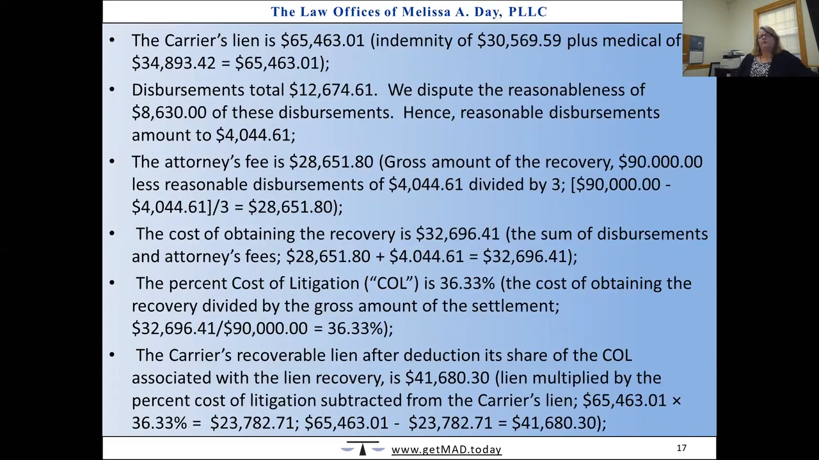So if you would like a copy of this PowerPoint after the presentation, which I recommend just for going through the examples, I'd be happy to give it to you. And this slide will bring you through all the calculations that we just did.